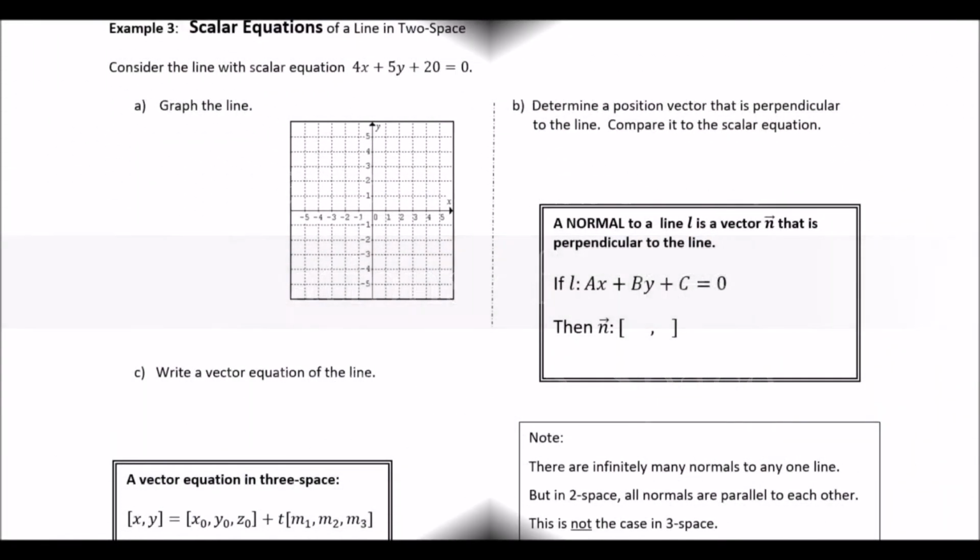Welcome back to Lesson 1, Equation of Lines in 2-space and 3-space. We're going to look at the scalar equations of lines in 2-space, then we're going to move that to 3-space. So here we go. Consider the line 4x plus 5y plus 20 equals 0.